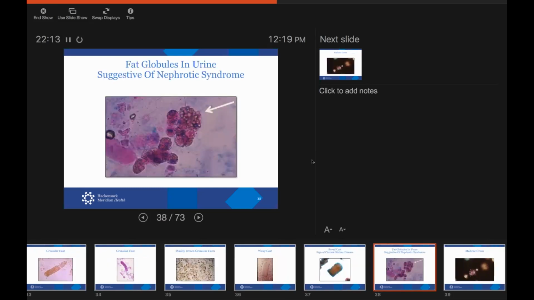Fat globules in the urine. What do you think of fat globules? Fat in the urine should be what? Nephrotic, very good. So anything with more than 3.5 grams per day, okay?